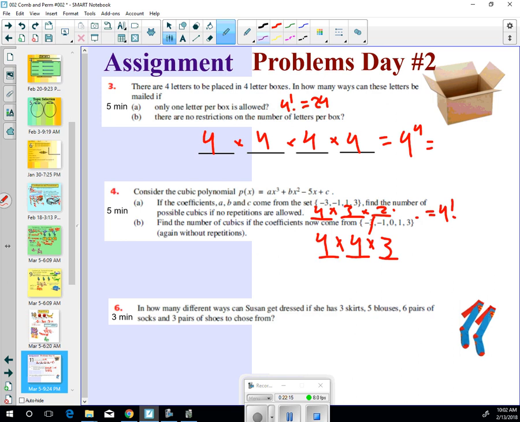How many different ways can Susan get dressed if she has 3 skirts, 5 blouses, 6 pairs of socks, and 3 pairs of shoes to choose from? You have slots: skirts, blouse, pairs of socks, and pairs of shoes. How many blouses? And then she wears blouse, socks, shoes, all that. Yeah, so you just take 3 times 5 times 6 times 3. Did I miss something? 3, 5, 6, 3. All right.